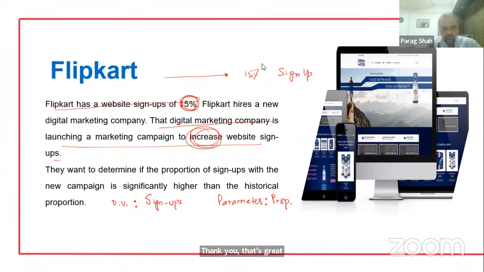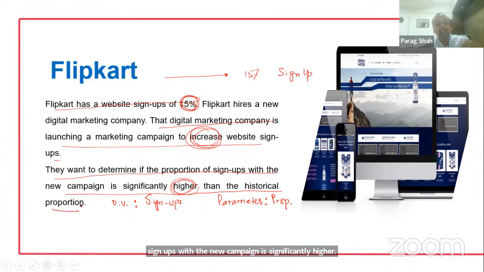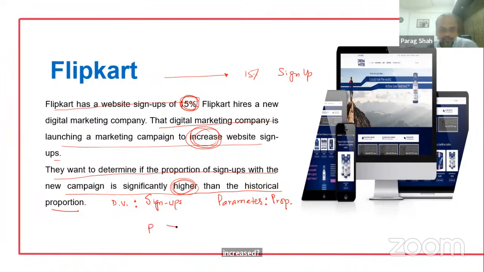Satish, so they wanted to check. Now what is the problem? They want to determine if the proportion of sign-ups with the new campaign is significantly higher than the historical proportion. They want to check, has it increased? We have paid a lot of money to the digital marketing company. Has it increased? Now, when can we say that it has increased? We can say it has increased if it is greater than the historical proportion. What is that? 0.15.